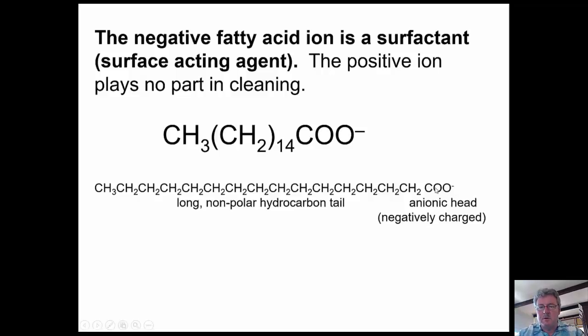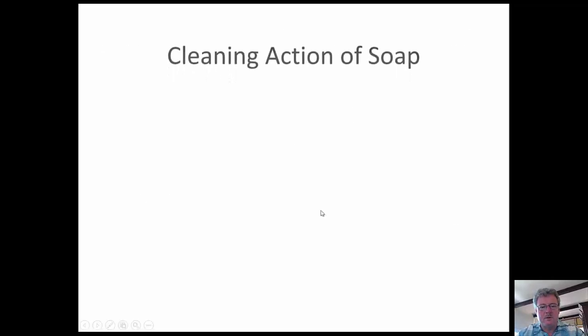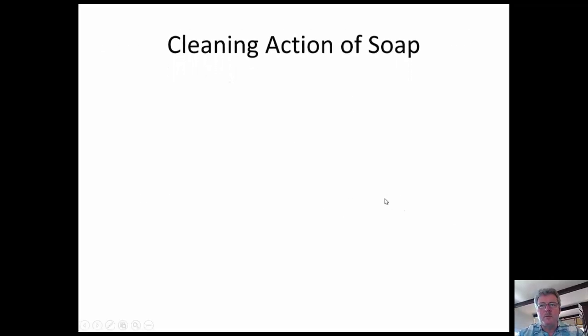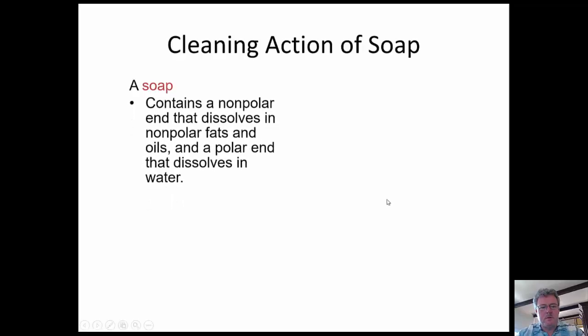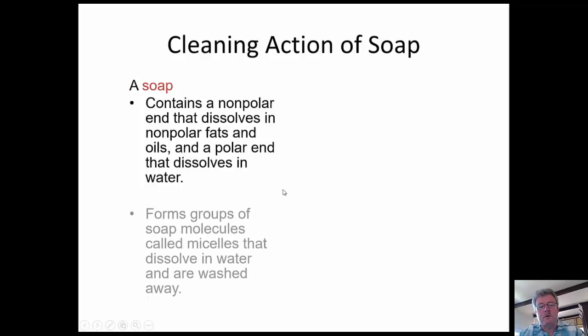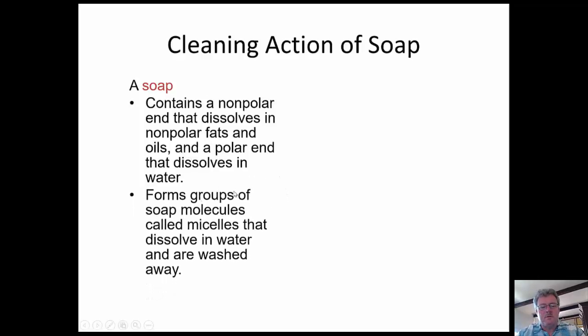This part of the molecule, COO minus, the anionic head, is a negative charge. It is polar. So one part of this molecule can dissolve in water, the other part can dissolve in grease or oil or fats. A soap has a non-polar end. It dissolves in non-polar fats and oils, and the polar end dissolves in water. Forms groups of soap molecules called micelles.